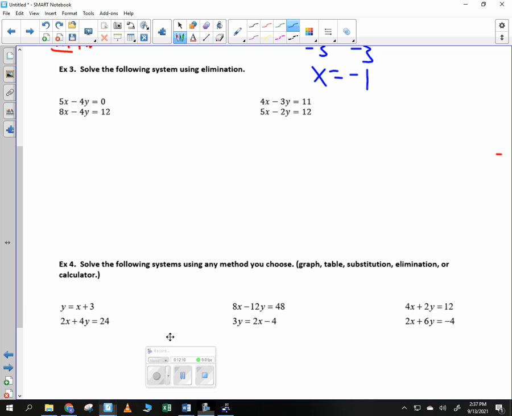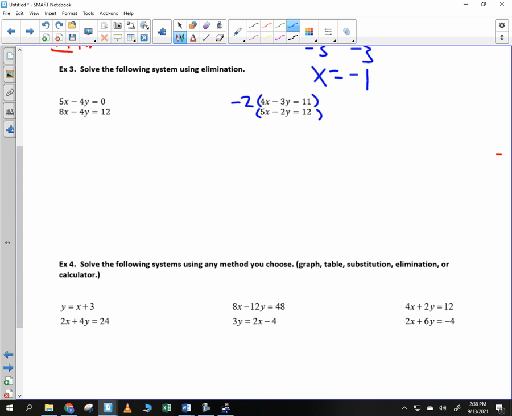Okay, do you want to get rid of the x's or do you want to get rid of the y's? You want to get rid of the y's? Okay, that's fine. You could choose to do either or. So I'm going to have to multiply both by something, right? If I can make this a positive 6y and the bottom a negative 6y, then I'd be good to go. So what do I multiply through to get that to be a positive 6y?